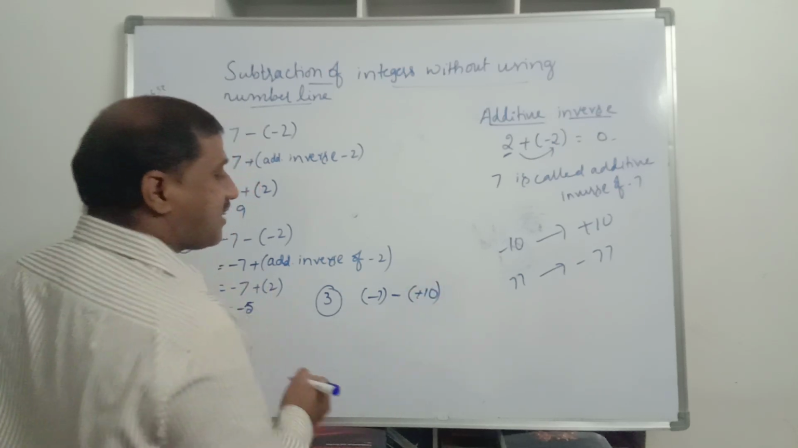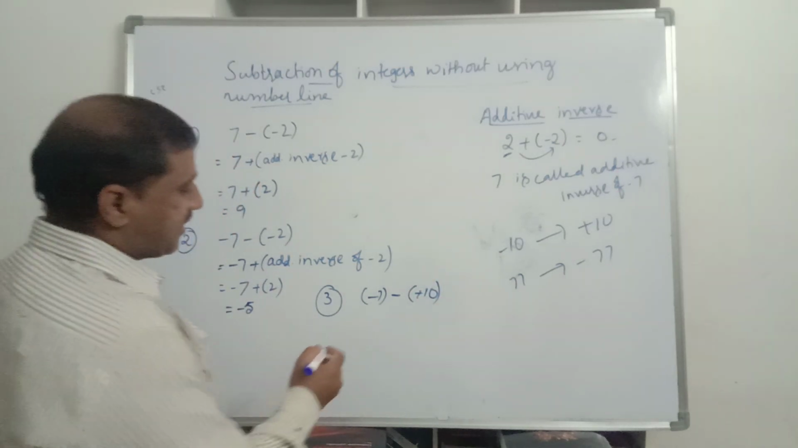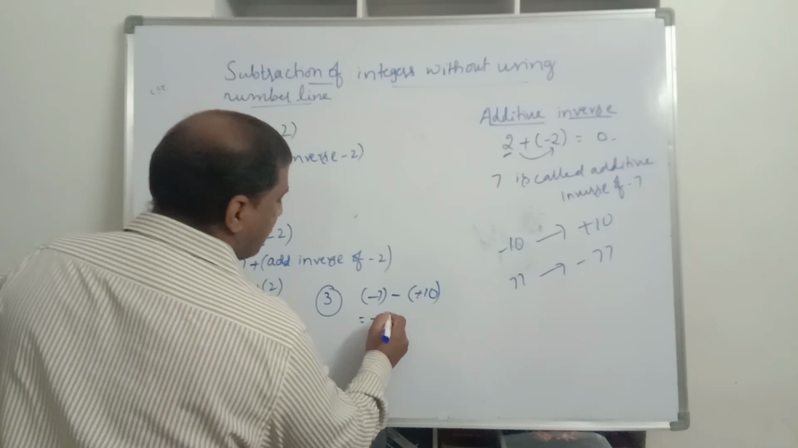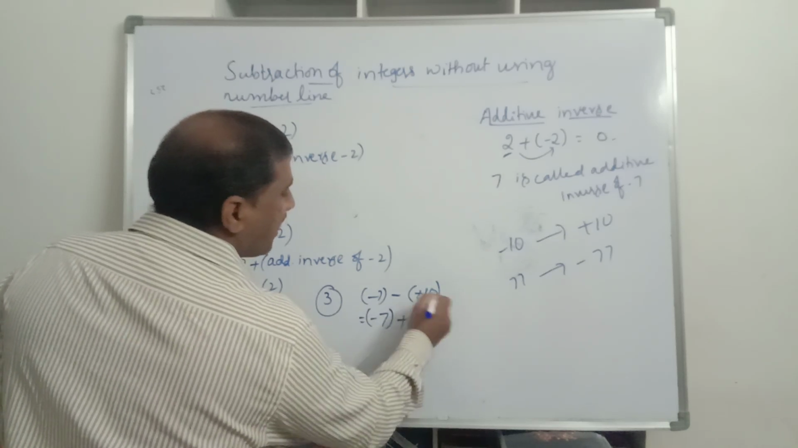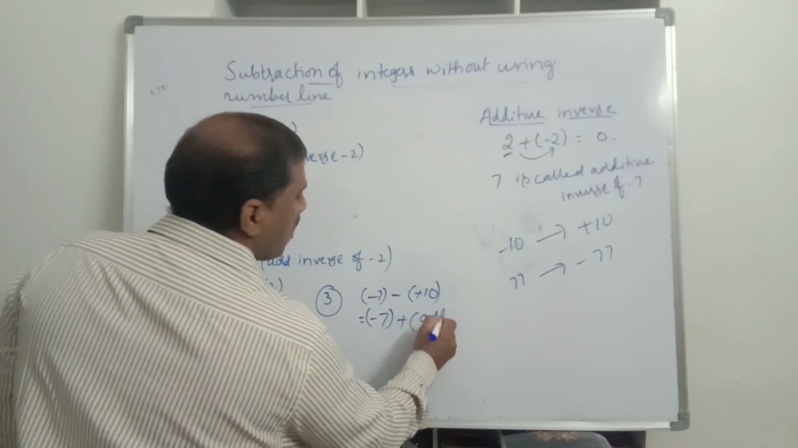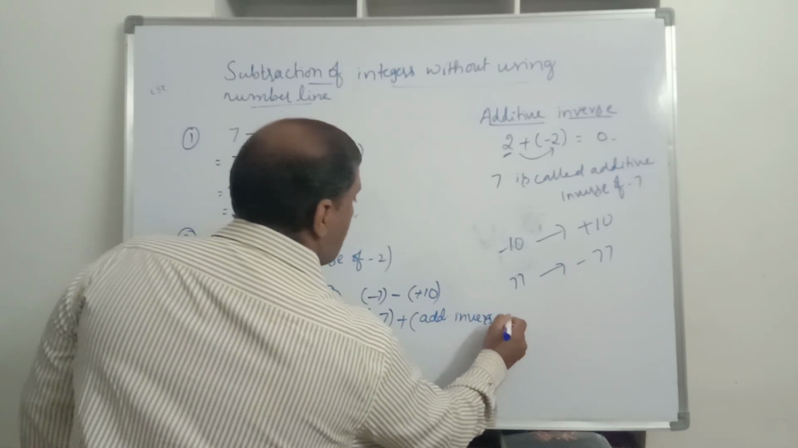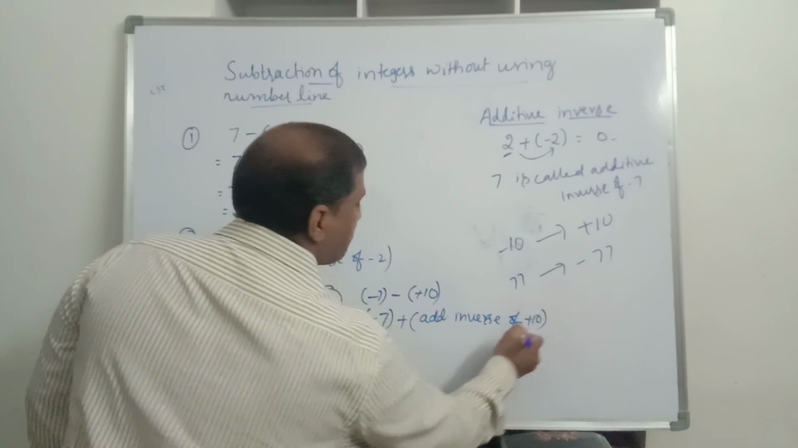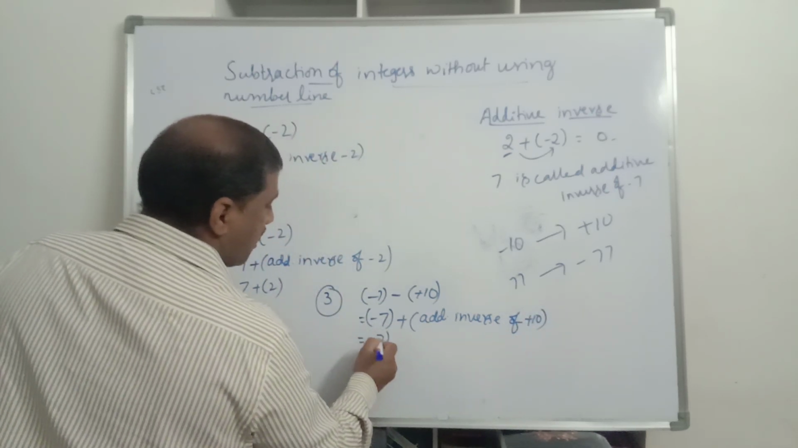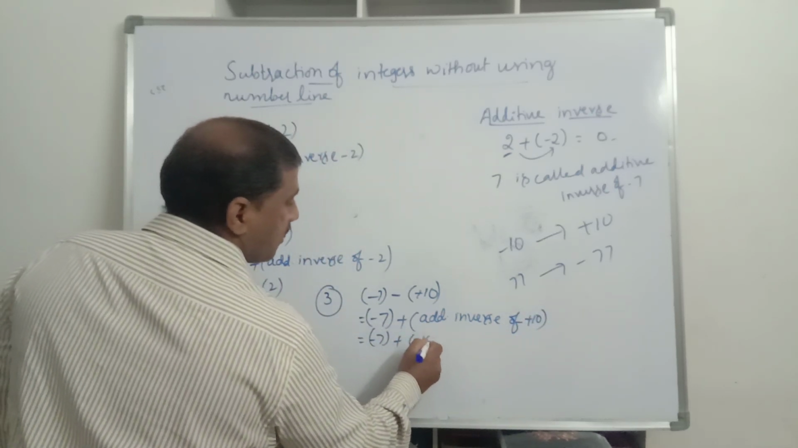Minus 7 minus of plus 10. How do we subtract these numbers? That is minus 7 plus the additive inverse of plus 10. The additive inverse of plus 10 is equal to what? Minus 10. So minus 10.